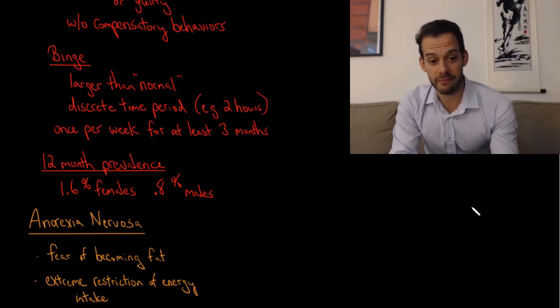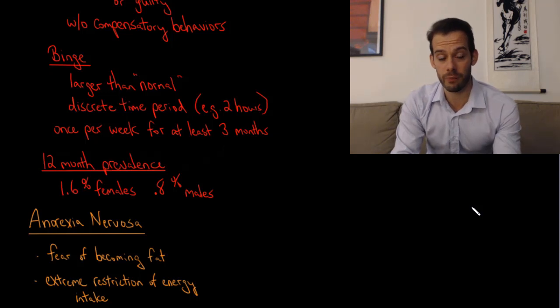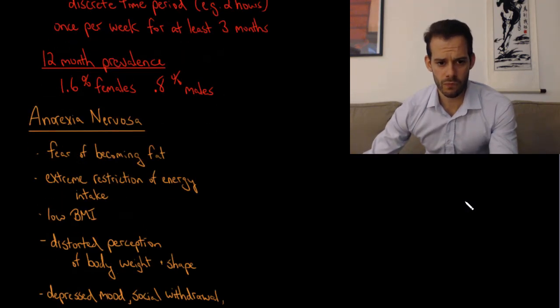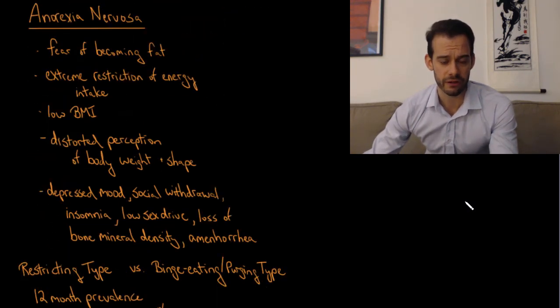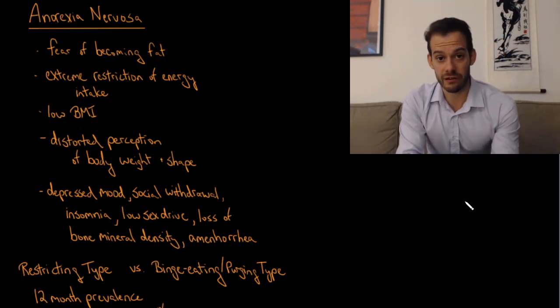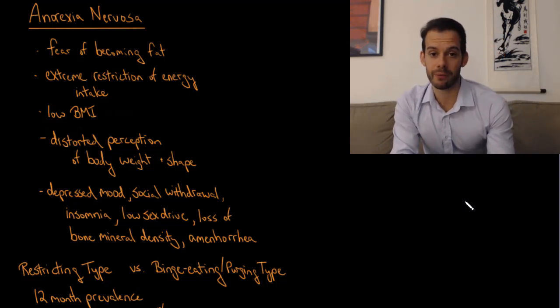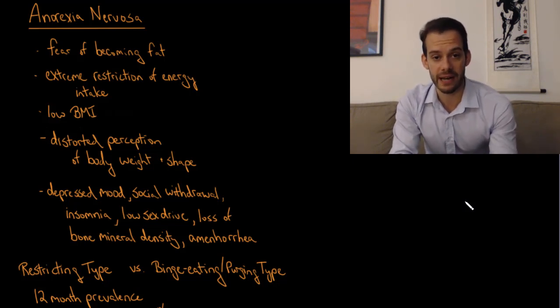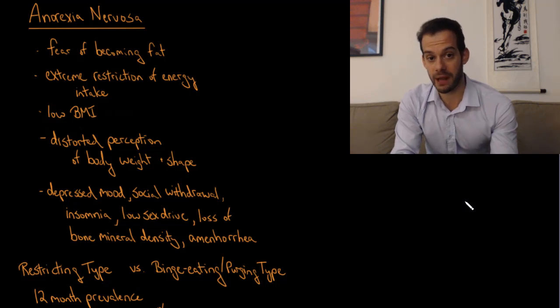And the DSM-5 gives an estimated 12-month prevalence for binge eating disorder of about 1.6% for females and about 0.8% for males. Okay, next we'll look at anorexia nervosa, which I mentioned in the previous video. And the main symptom that we see in anorexia nervosa is a fear of gaining weight or becoming fat, right? So the person has this persistent fear or phobia related to gaining weight or becoming fat.